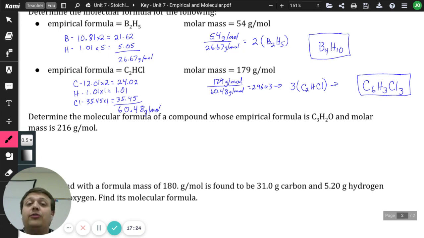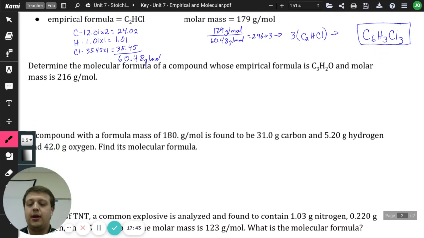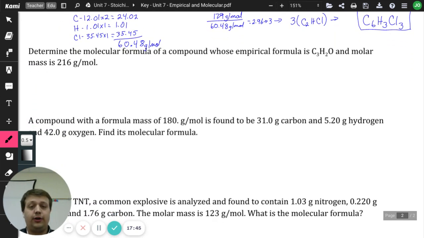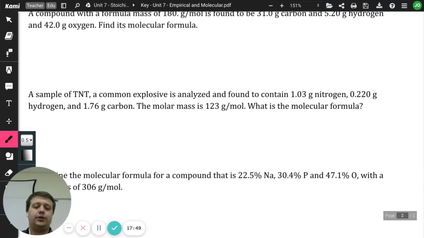So it's very, very close. You should have a number that is very, very close to a whole number. So you're going to round that to that whole number, which would be 3. Then we take that and multiply it by our empirical formula, and that would be how we get the molecular. Okay? And so that would be how I got to C6H3Cl3. Okay. I'm going to leave this next one for y'all to do, and I'm going to slide on down here to this one right here.